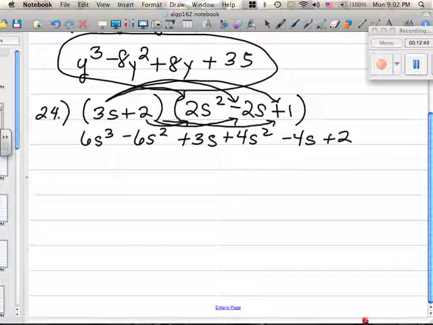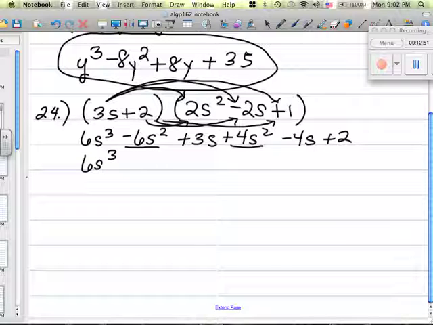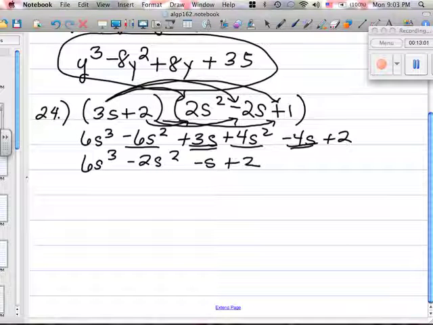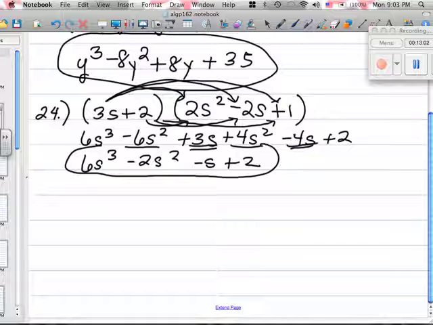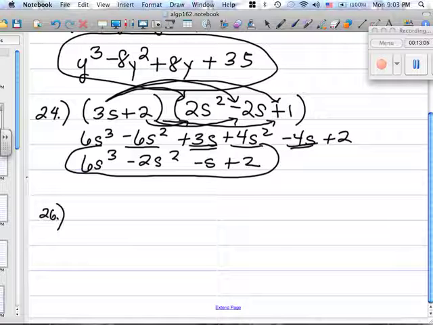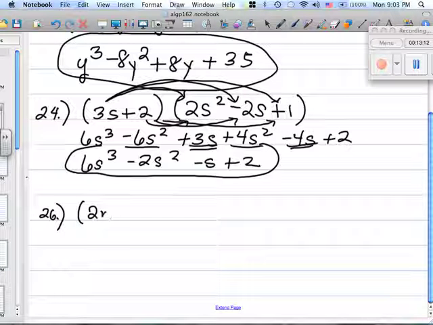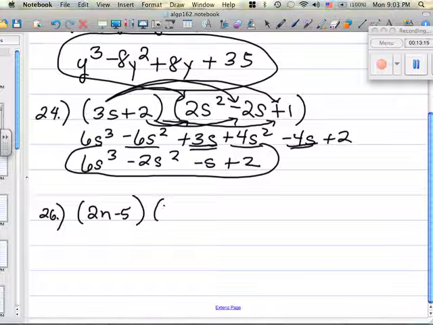Simplifying, collecting like terms, we get 6s cubed minus 2s squared minus s plus 2. Number 26, you have 2n minus 5 times the quantity 2n squared minus 3n minus 2.